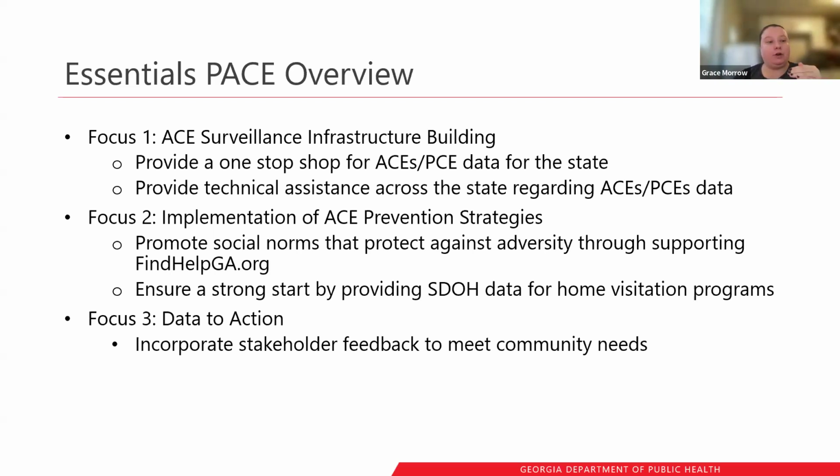The second component of the grant is utilizing the data that we have in our infrastructure to implement evidence-based practices. So our grant requires that we focus on two different evidence-based practices. So we are working on promoting social norms that protect against violence and adversity by supporting findhelpgeorgia.org. You may be familiar with Find Help Georgia. That is a resource that you can utilize to look up services for almost any type of assistance that you or clients that you work with or people in your community might need. So we're trying to help increase the use of findhelpgeorgia.org.